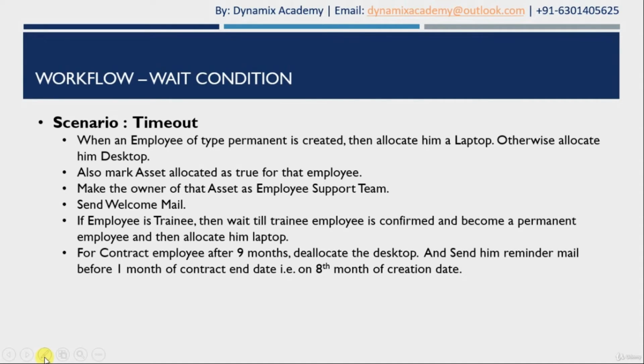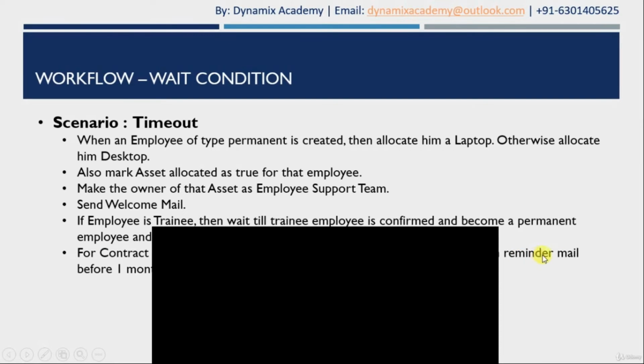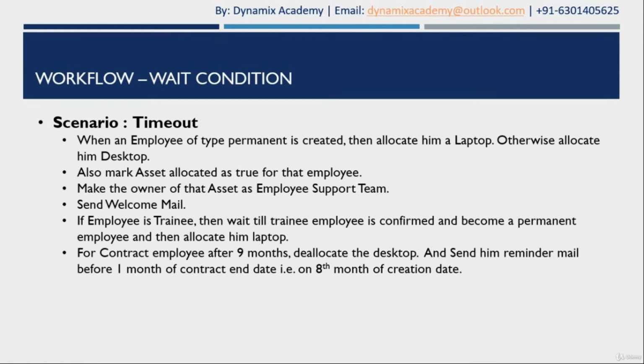So in such cases, for contract employees, after 9 months you need to deallocate the desktop and send him the reminder mail 1 month before the contract ends, that is on the 8th month of the creation date of that employee. So on the 9th month, after finishing the 9th month, you need to compulsorily deallocate the desktop.